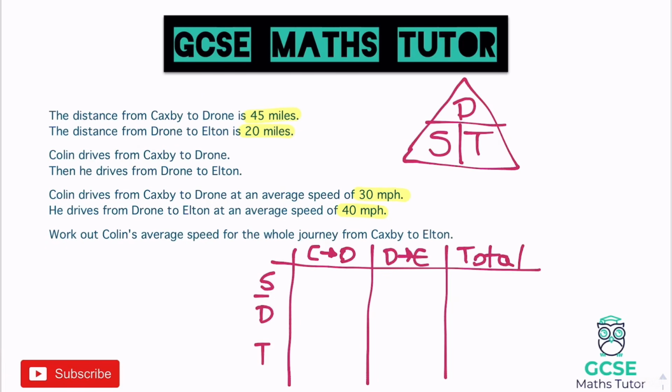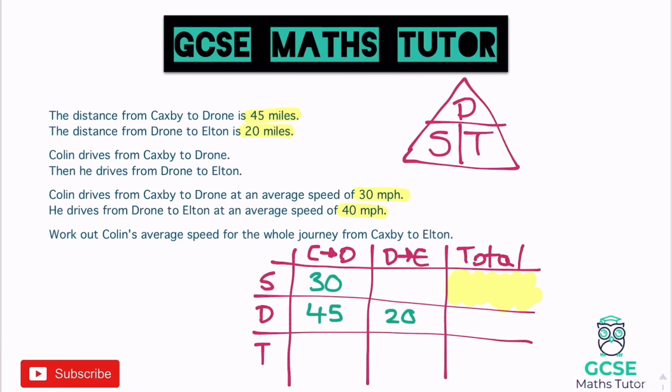Now, if I draw in all my grids now, let's start filling some of these things in. Now it says work out Colin's average speed for the whole journey. So we're looking for this box here, the average speed for the whole journey. So that's our little goal there to get to that box. Now let's fill in what we've actually got. So we have from C to D was 45 miles. That's a distance, so 45. We've got from D to E is 20 miles. Again, that's a distance. And then we've got the speed from C to D is 30, and the speed from D to E is 40, so we can fill that in as well.